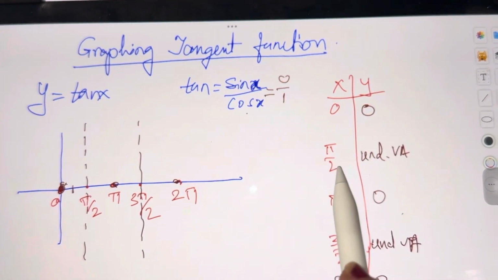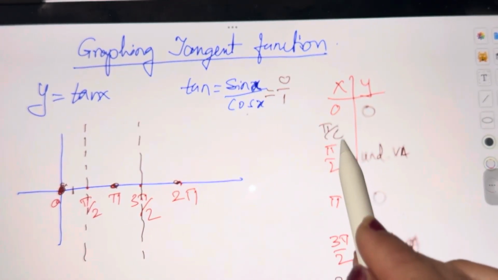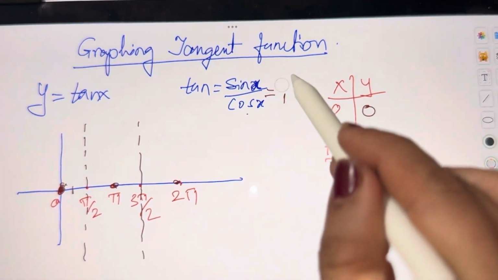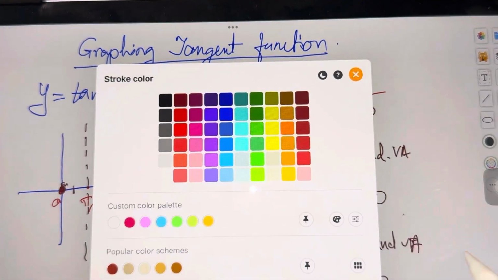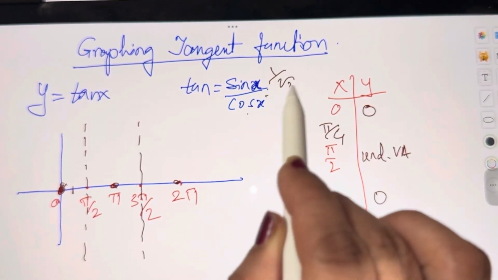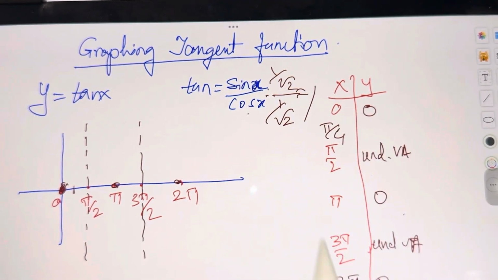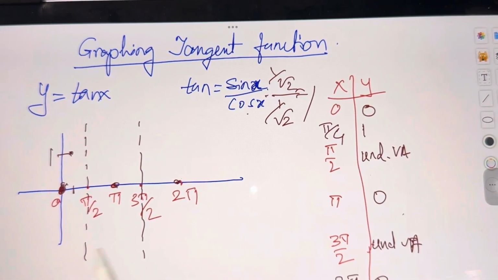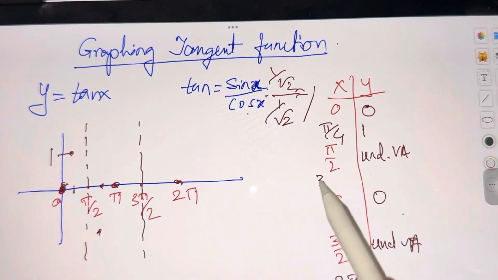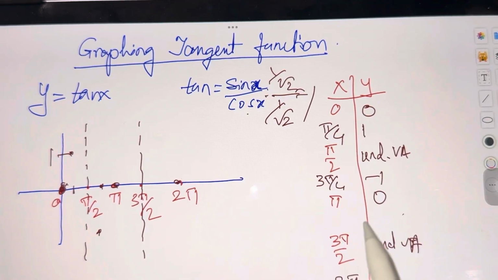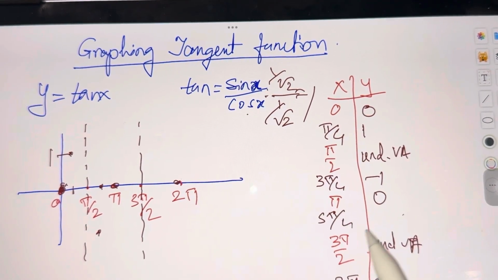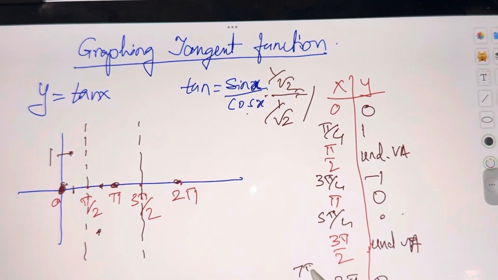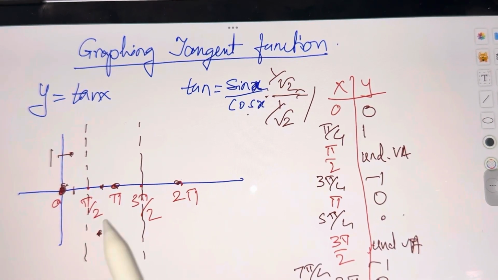Between 0 and pi by 2, there is pi by 4. Sine pi by 4 and cos pi by 4 both have the same answer, which is 1 by root 2, right? Sine pi by 4 is 1 by root 2 and cos pi by 4 is 1 by root 2, which will give you 1. So that means pi by 4 is 1, 1. 3 pi by 4 is negative 1. Again, 5 pi by 4 is 1. 7 pi by 4 is negative 1. So this point is 1, negative 1.